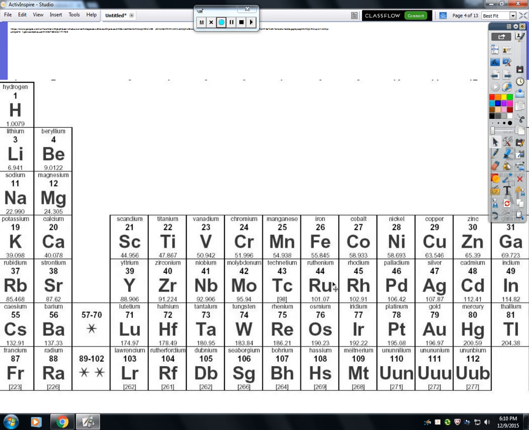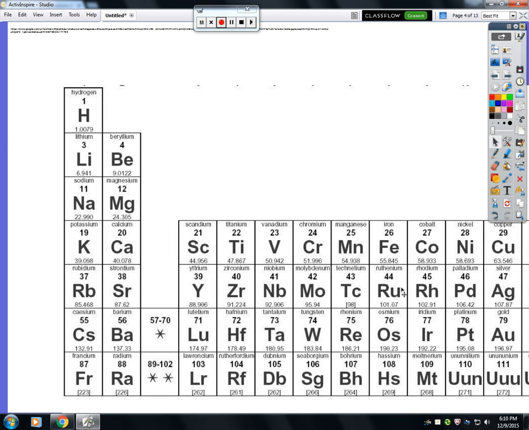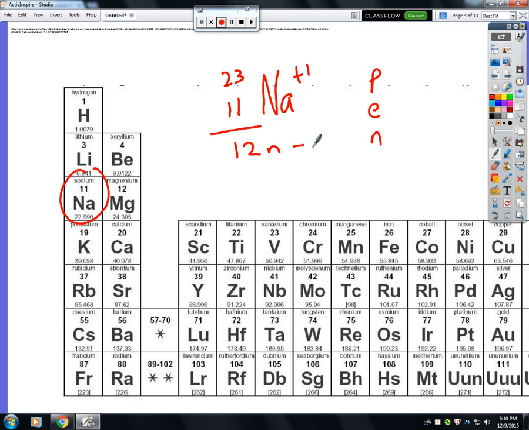Let's pull over here. And we have sodium, which is +1, as one of the examples. What you're supposed to do is find protons, electrons, and neutrons for that. So how do you do that? You look in the periodic table in sodium's box. You have 22.9, which rounds to 23. Atomic number goes here. You subtract, you have 12, so I have 12 neutrons.